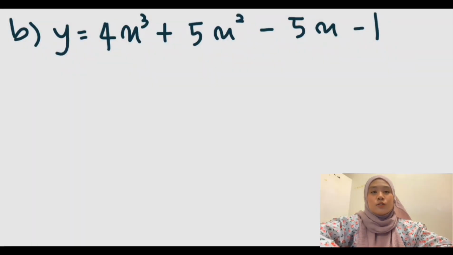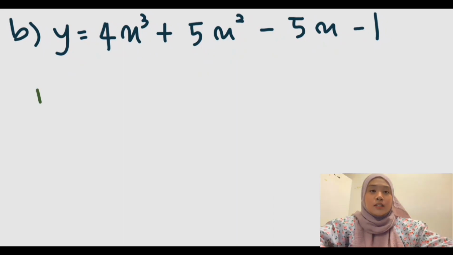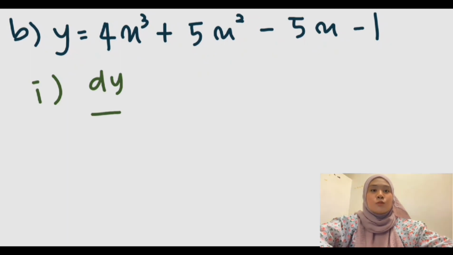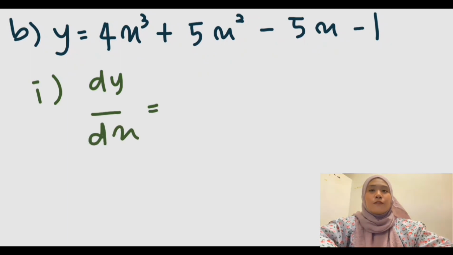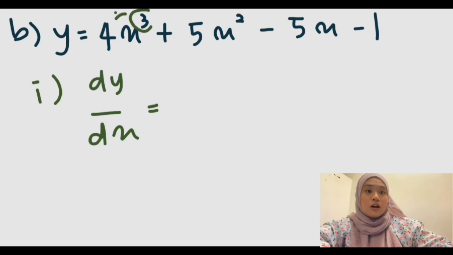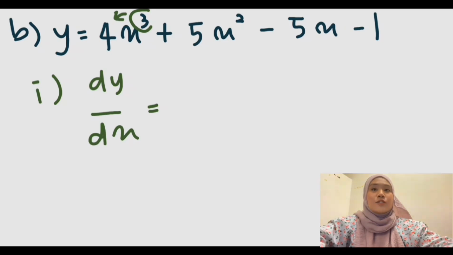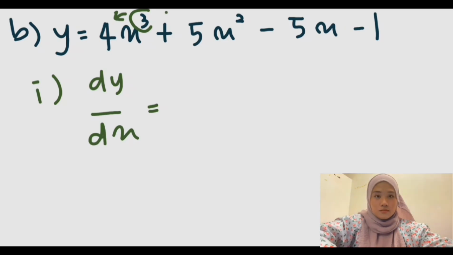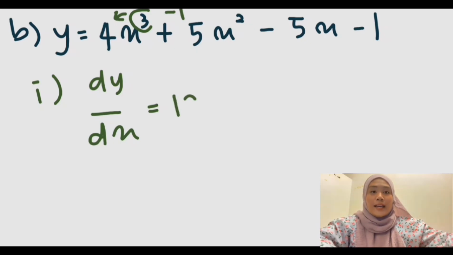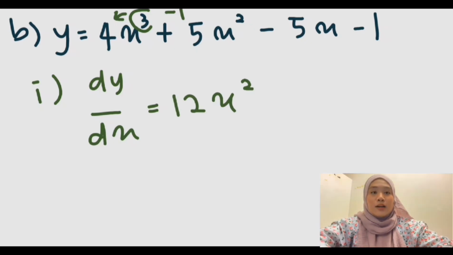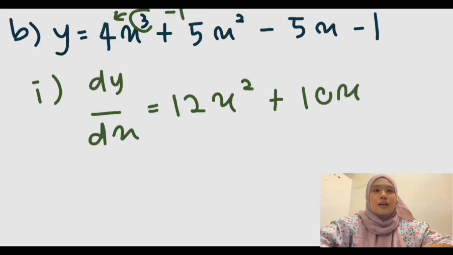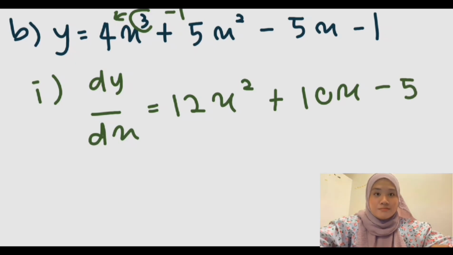Okay guys, so we choose question B. First thing first, step 1, you have to define dy over dx. So how to define dy over dx? First thing first, the power of 3 you must multiply with 4 because the formula is like that, and then power of 3 minus 1, and then we can get 12x squared plus 5x, because 2 minus 1 is just x, and then 5.